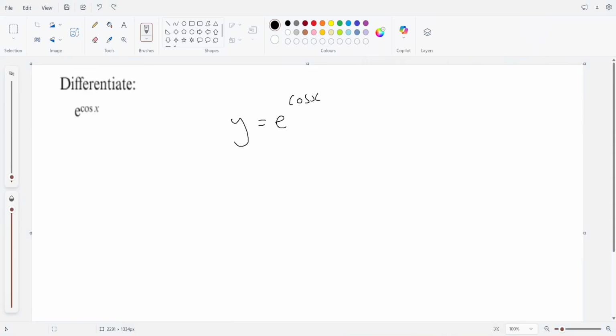So now I have a question with an e, and this one is fairly straightforward, but I will go more into how this works a bit later. But for now, we'll just do this question.